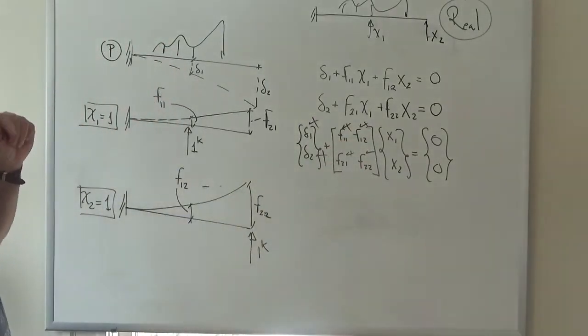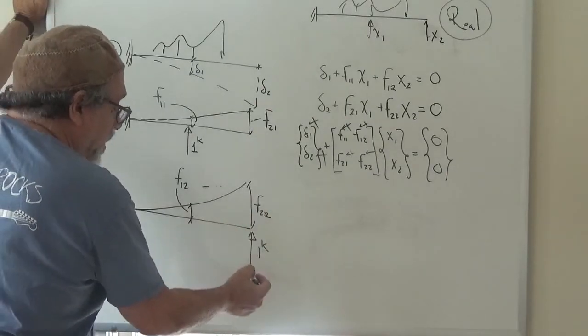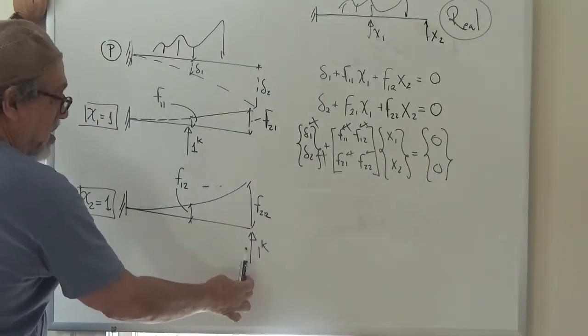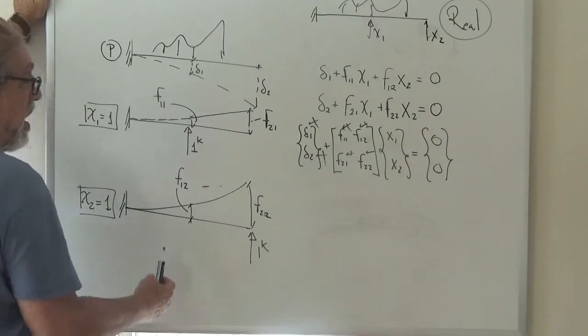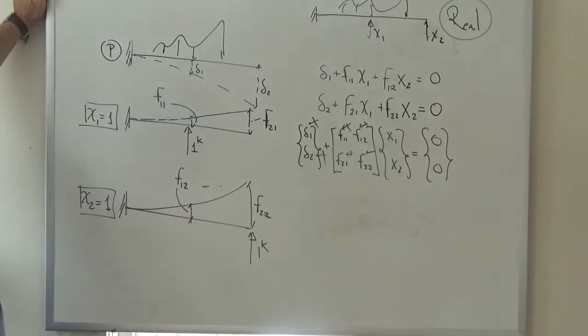Now we've got that one and we've got that one. And now we're left with only what is F22, which is the deformation at 2 due to a unit load at 2. Therefore, this is the cost and this is the 1 kip load there. And therefore, F22 is just sketch 2 times sketch 2. Okay?